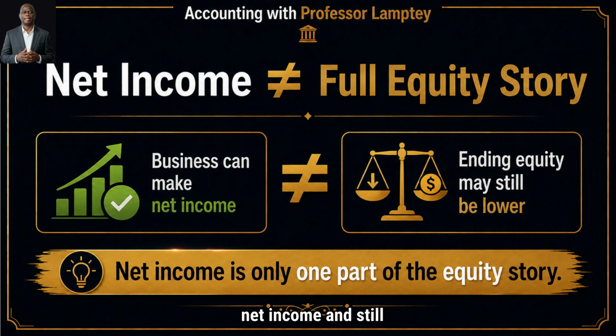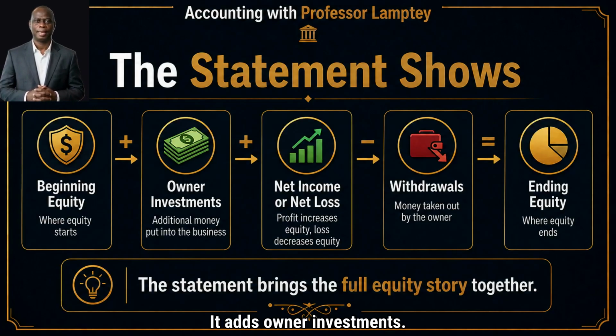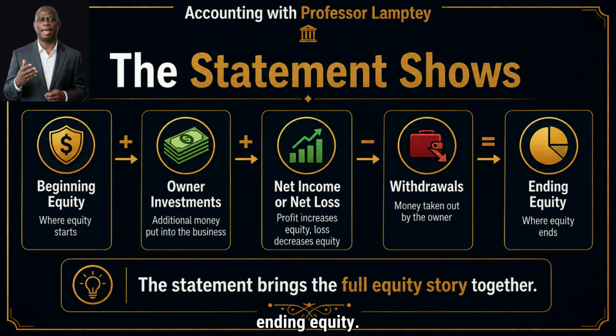A business can make net income and still have ending equity lower than expected. Why? Because owners may invest more money into the business. Owners may also take money out of the business. So the statement of owner's equity brings the full equity story together. It shows beginning equity, it adds owner investments, it adds net income or subtracts net loss, it subtracts withdrawals, and then it calculates ending equity.